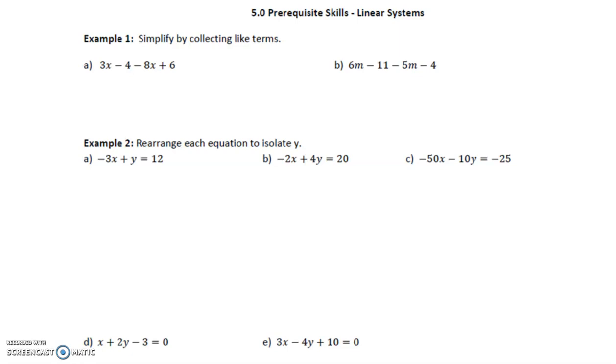Okay, 5.0 prerequisite skills for linear systems. Okay, so let's just go over a little bit of algebra first. Example 1, simplify by collecting like terms.